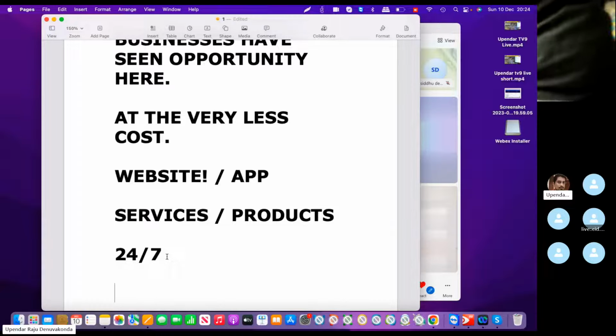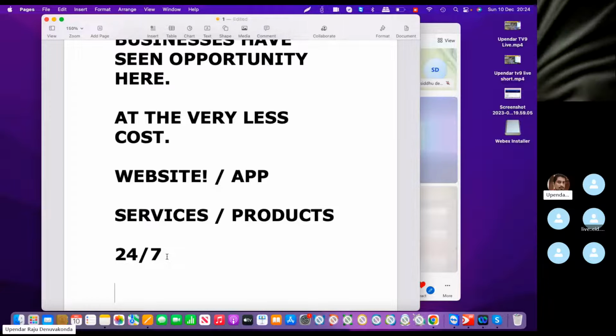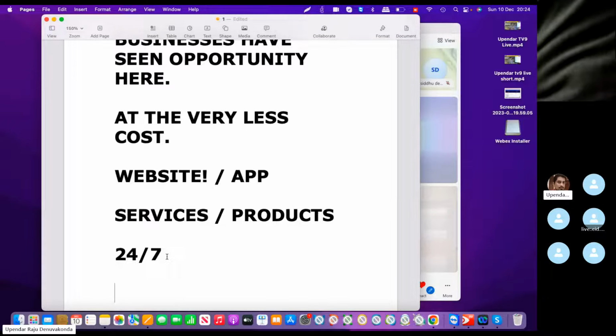This is the most important part: the cost of promotion is very cheap, and the cost of investment in digital marketing is very cheap. Every business is finding more and more people on the internet, and people started looking after something called digital marketing.